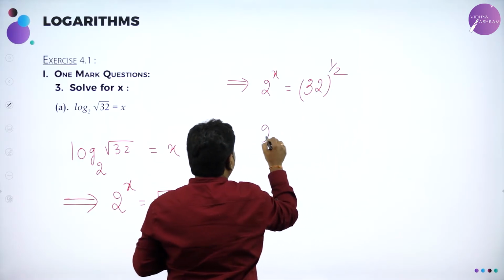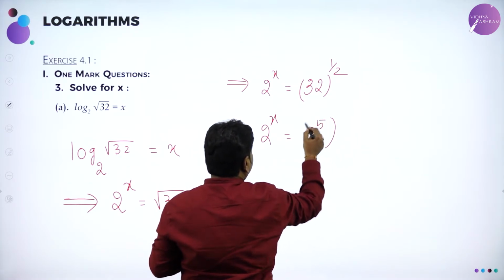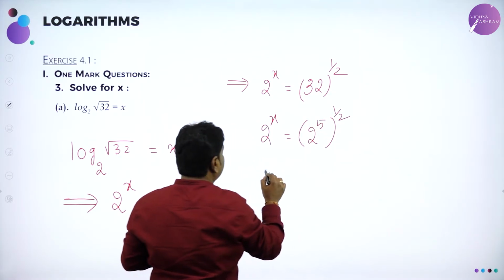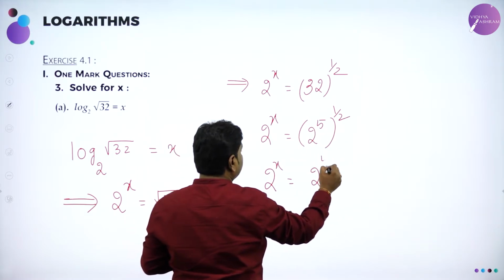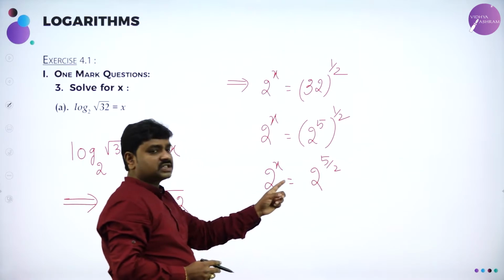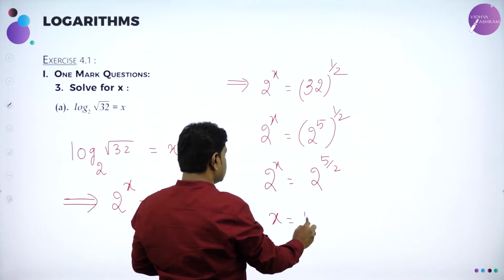That is 2 power x is equal to 32 can be written as 2 power 5 whole power half. Further, 2 power x, a power m whole power n is a power m into n. 5 into half is 5 by 2. Now the bases are same. If bases are same, equate the powers. So x is 5 by 2.